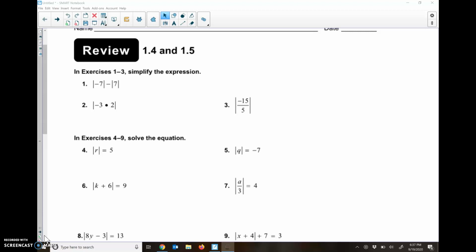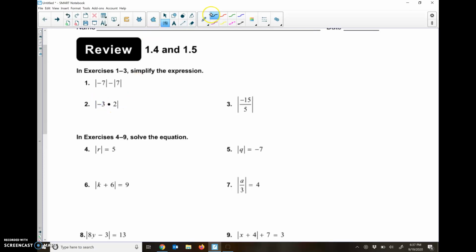I'm going to go through the odds, I'm going to go through the evens, and then your homework is to do the odds. So if we look at number 2 here, we have the absolute value of -3 times 2. And so we have -3 times 2 is -6. And since we're talking about absolute value of -6, then our final answer is going to be 6.